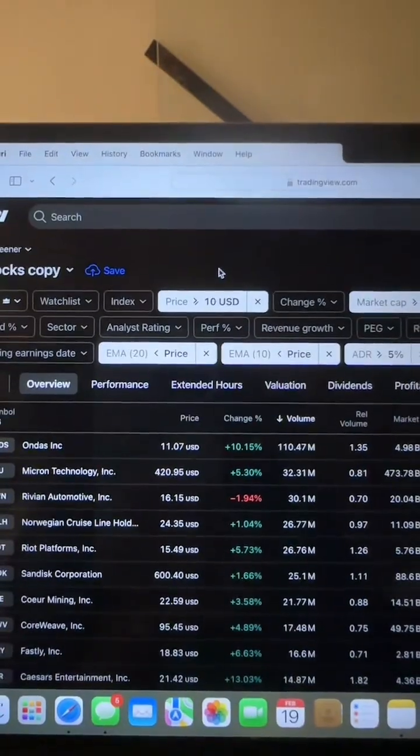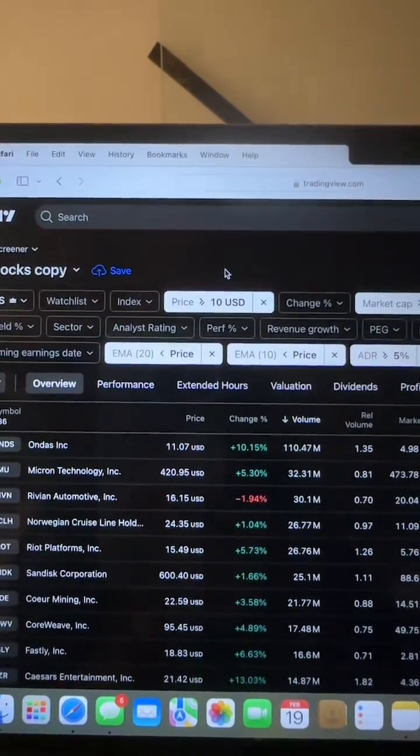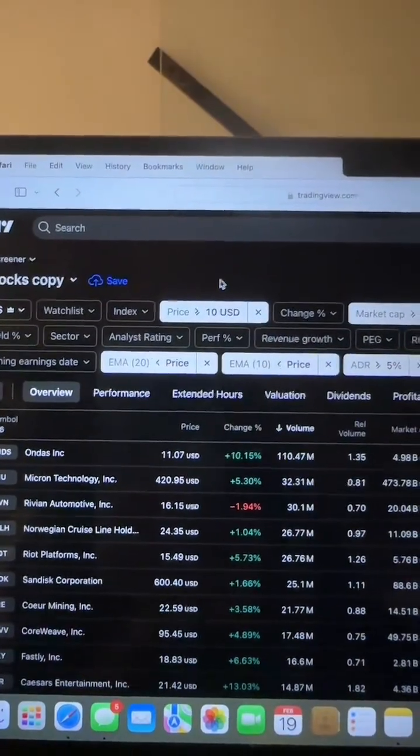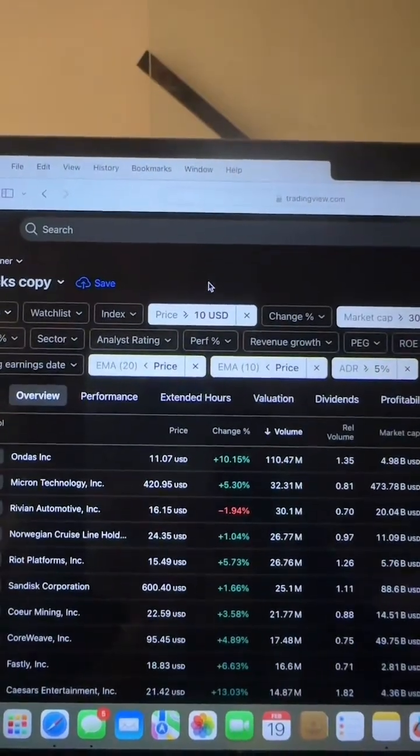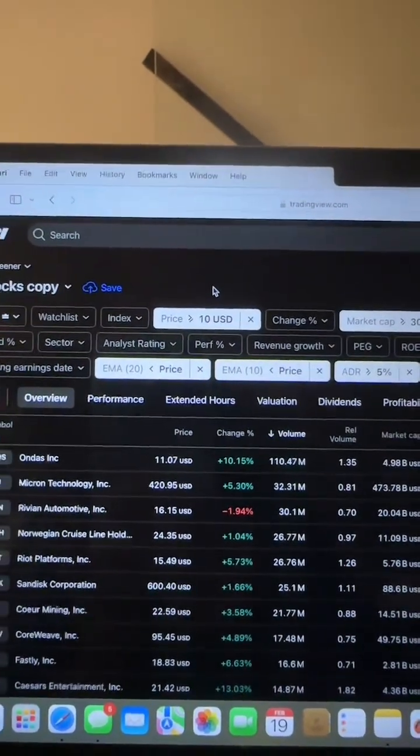The first filter that I set is price above 10, and that's mainly because I just want to get rid of penny stocks. Very cheap stocks move unpredictably. They're often very thinly traded and just high risk. So I just want to get rid of those.